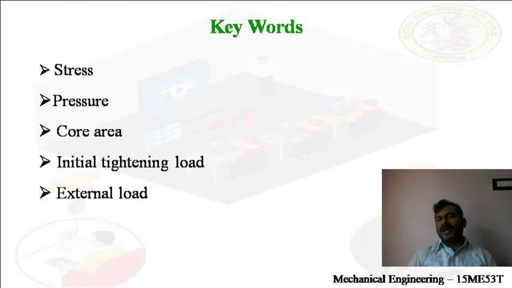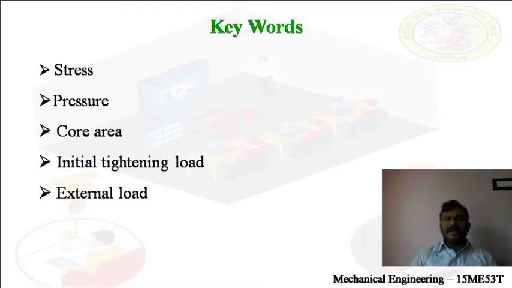Next one is core area. Here the core area corresponds to the minor diameter of the thread, because in designing a threaded fastener, we are mainly concentrating on the root diameter or minor diameter, because this is the minimum cross section which will fail under external load. That's why we consider core area for designing bolts.